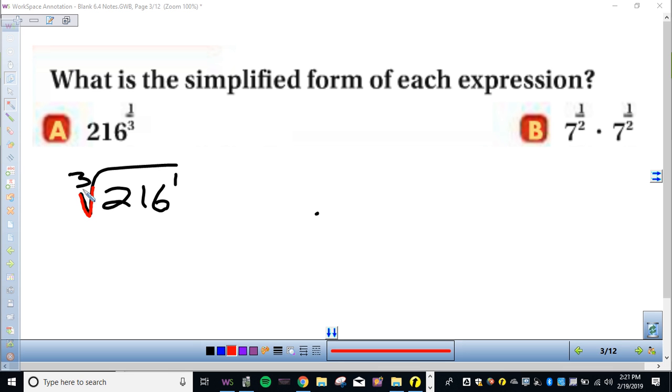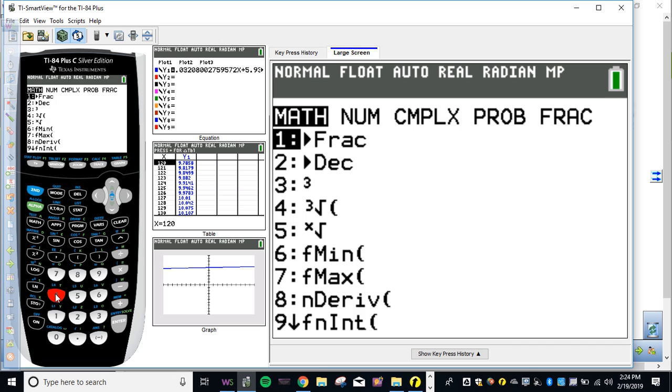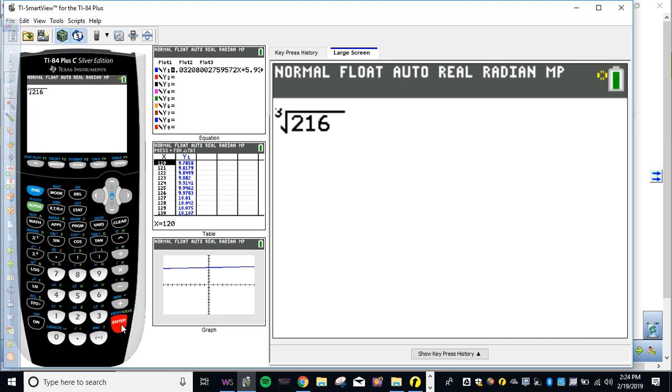So again, math, number 4, 216, enter. And it should work out like that. Math, number 4, 216. Okay, we good on that?